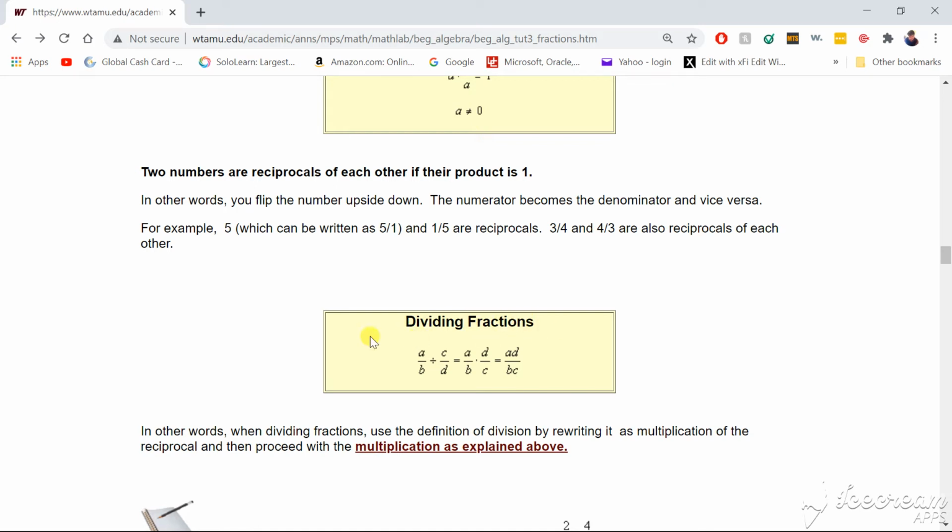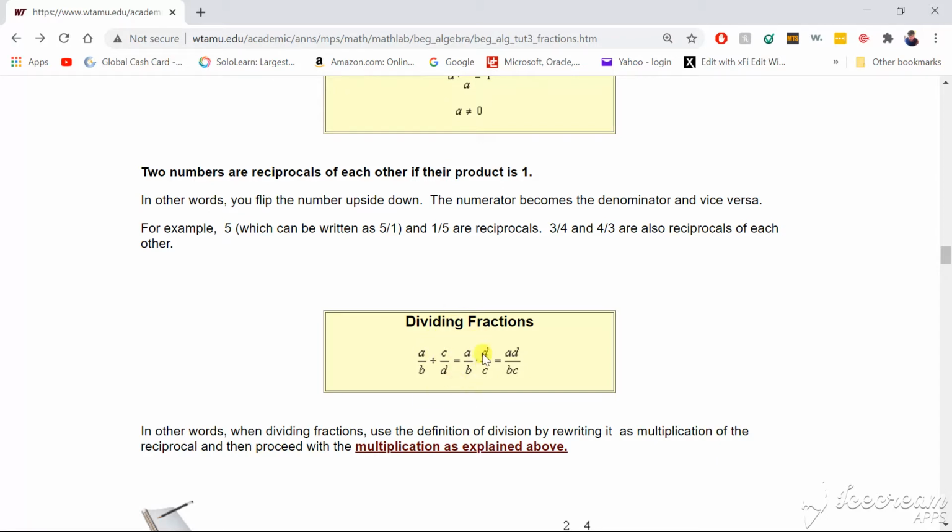Dividing fractions. A over B divided by C over D equals A over B times D over C, which equals A over D over B over C. You keep A over B, and you flip C over D.